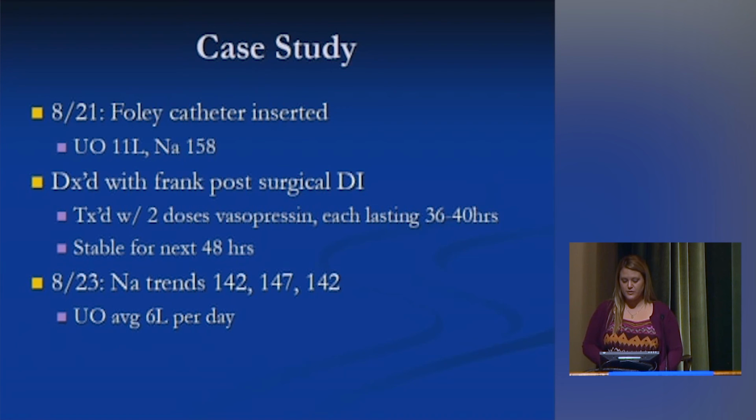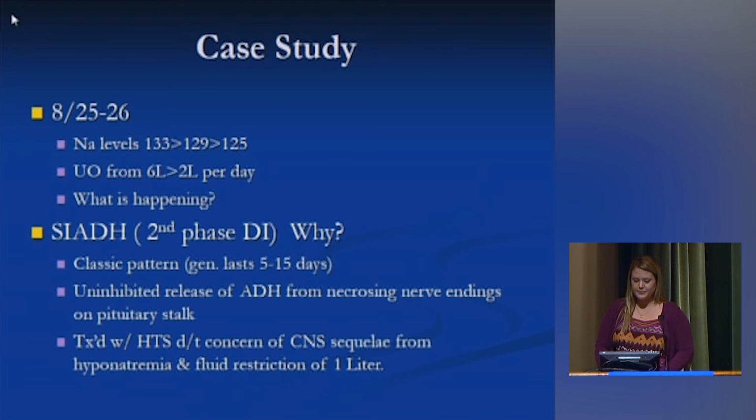We gave her 2 doses of vasopressin, or I should say desmopressin, each lasting 36 to 40 hours. She was stable for the next couple of days. And then you can see 2 days later, you've got sodium trends 142, 147, 142, and an average urine output of 6 liters per day. A couple days later, you see sodium levels are getting kind of low, heading down into the 120s, and her urinary output drops from 6 liters per day on average to 2 liters.